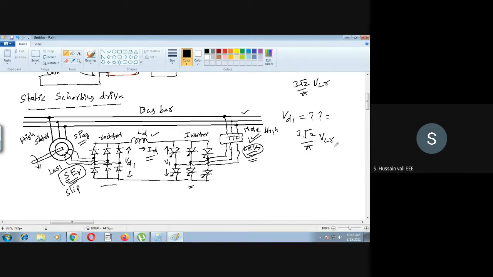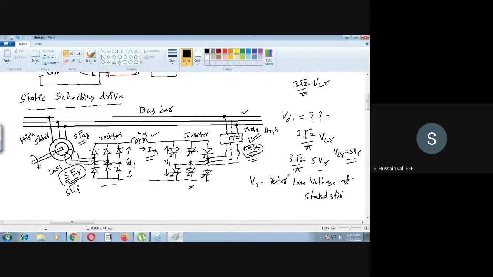So I can write the rotor line voltage like this: 3 root 2 by pi into S into VR. What is VR? VR is the rotor line voltage at standstill. Combinedly it becomes VLR, so VLR is equal to S into VR. This you must understand.